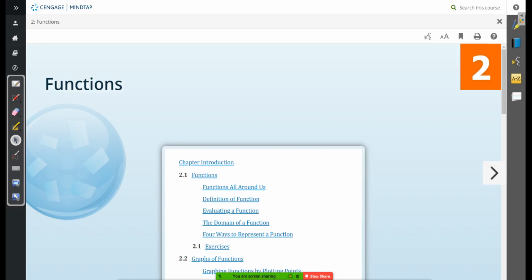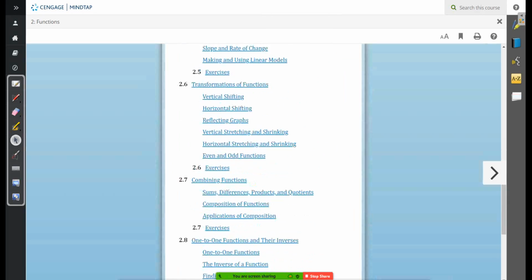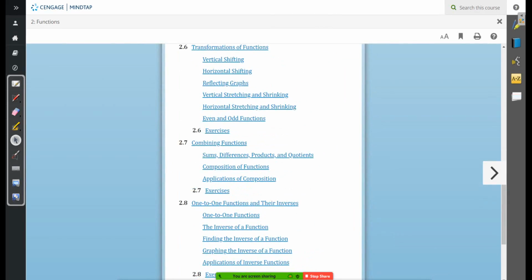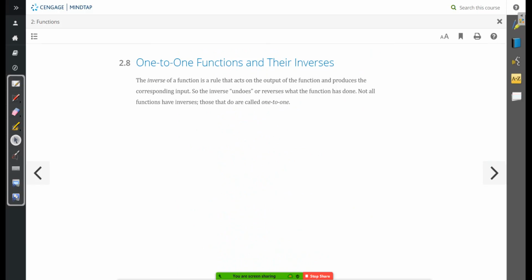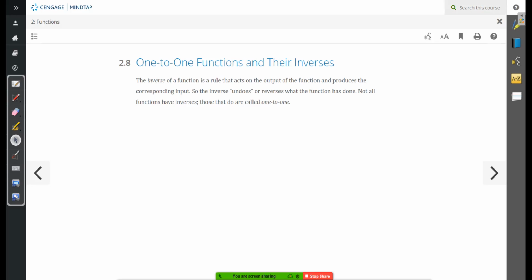Now, believe it or not, the long section. Okay, so 1-1 functions and their inverses. So the inverse function, I'm going to go and snip this too, probably.